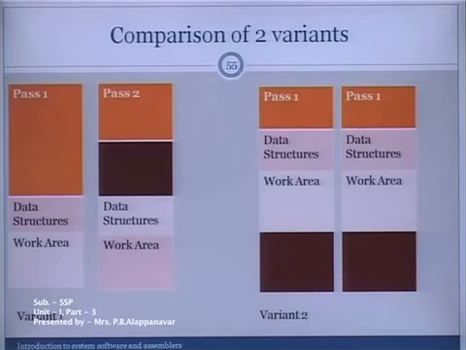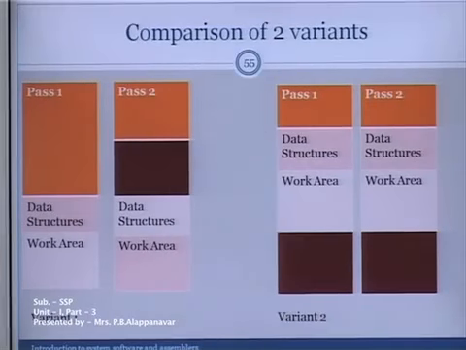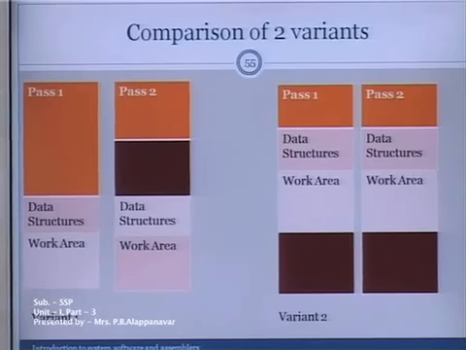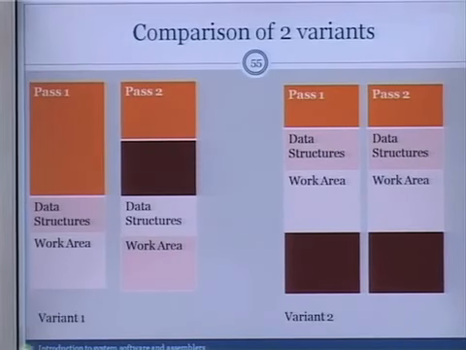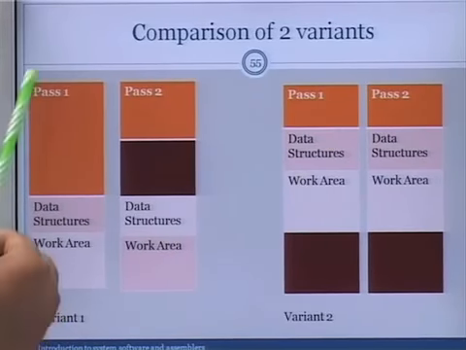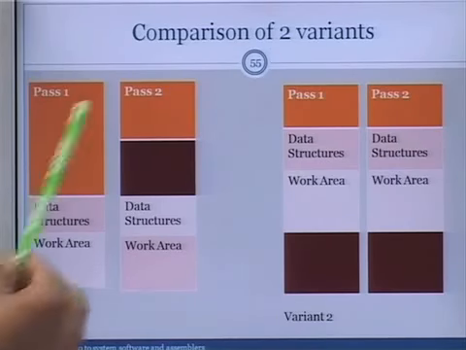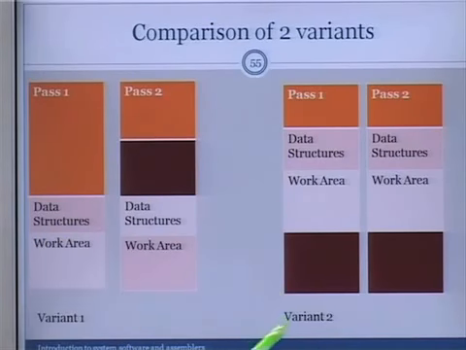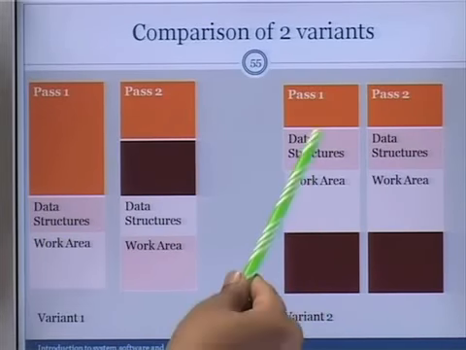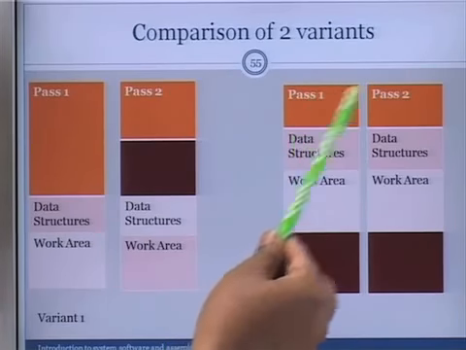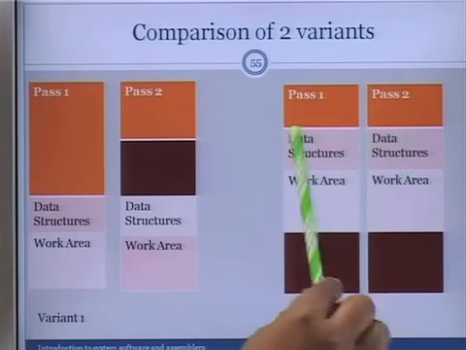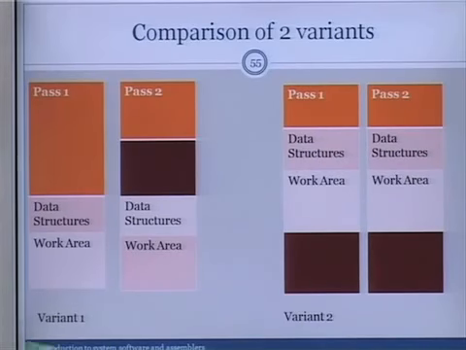Looking at the memory requirements of the two variants, you will see that in variant 1, pass 1 has more memory requirement than pass 2, whereas in variant 2, the memory requirements of pass 1 and pass 2 are of the same size. So this is the comparison of these two variants in terms of memory space.